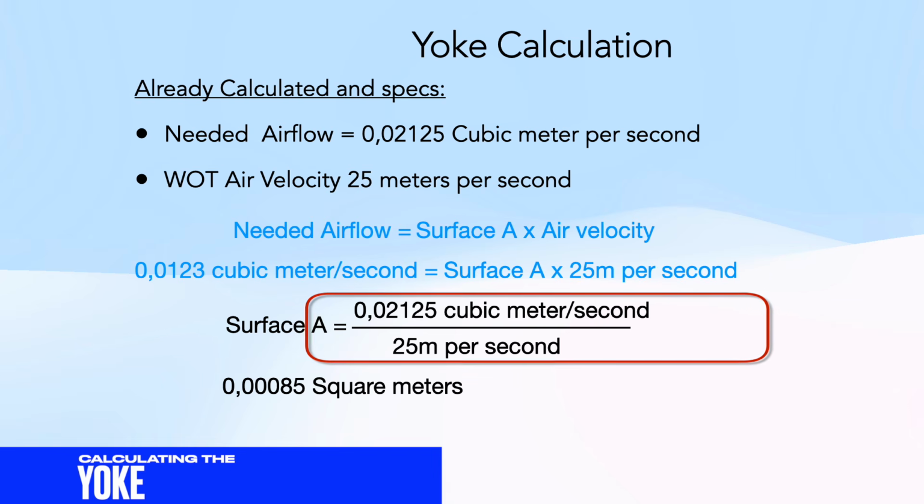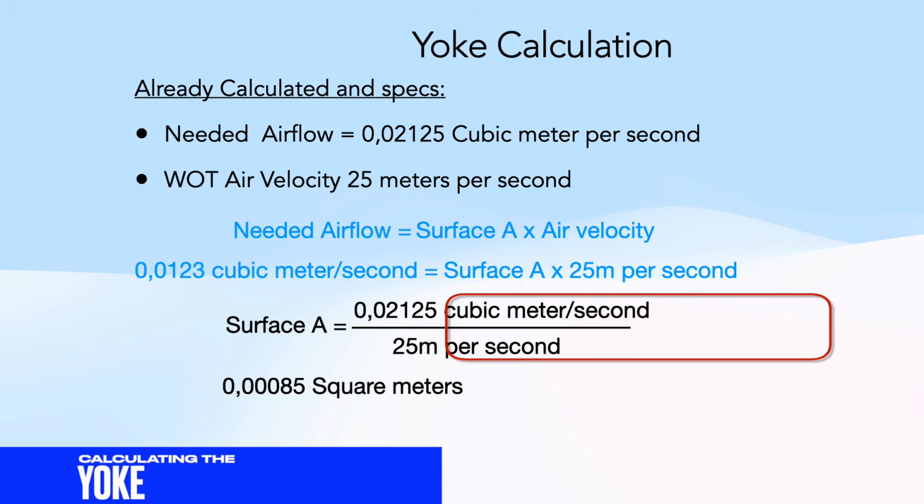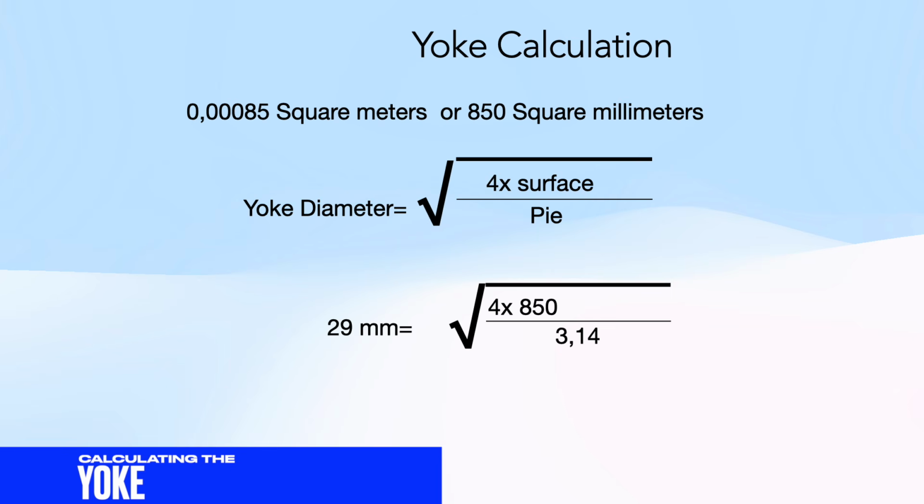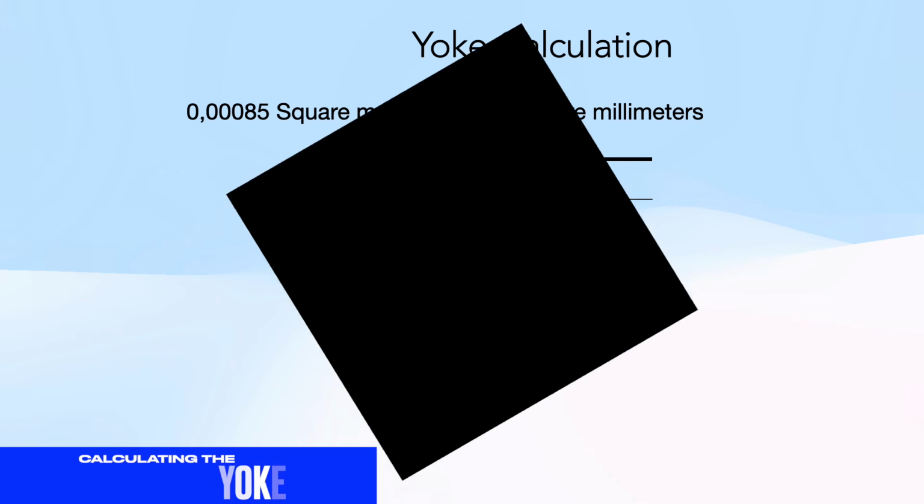And that delivers us 0.00585 square meters. Now that is the surface of the yoke. And to convert the yoke surface to the yoke diameter, all we need to do is multiply the surface by 4 divided by pi, 3.14, and then pull the square root of that result, and that delivers us about 29 millimeters of diameter for the yoke. So most likely I would round this up to 30.